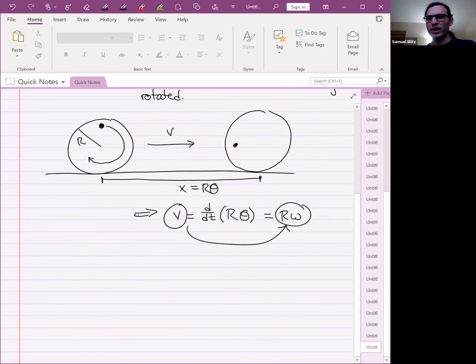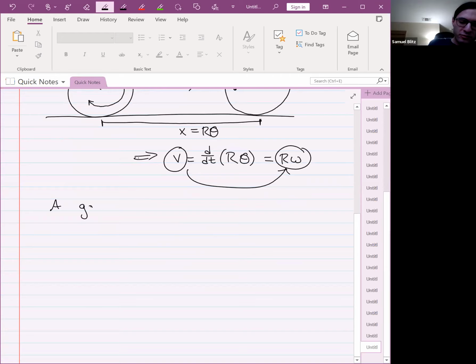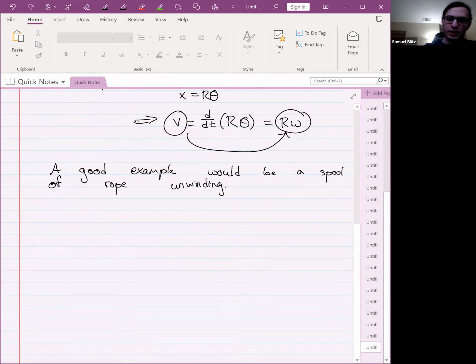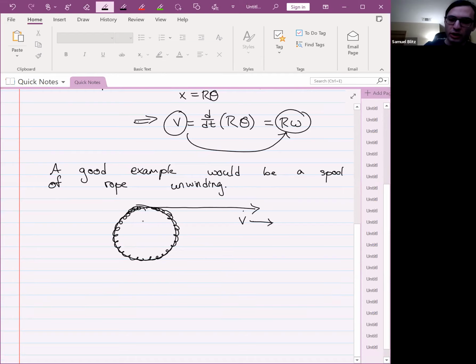A good example of this that's not quite exactly an object rolling would be a spool of rope unwinding. A spool of rope means it's just a bunch of rope wrapped around a thing. As the rope unwinds, the rate at which the rope is coming off would be related to the rate at which the spool rotates, by the same relationship. The translational distance that the rope is covering is related to the arc length that it wraps around the spool. And assuming that the spool's radius doesn't change, this relationship would hold for the entire duration of the spool unwinding. So we'll see an example of a spool unwinding.